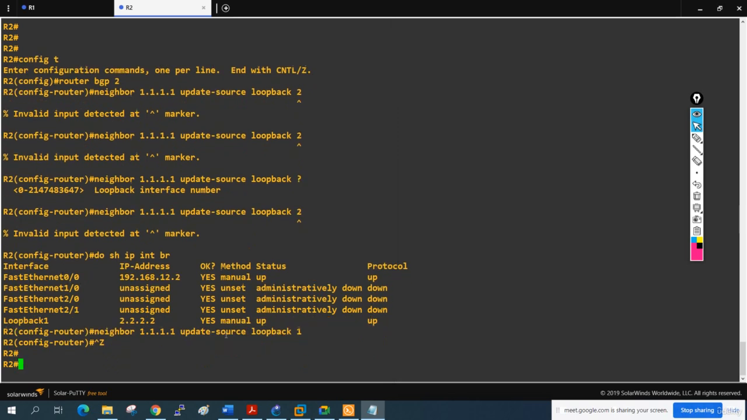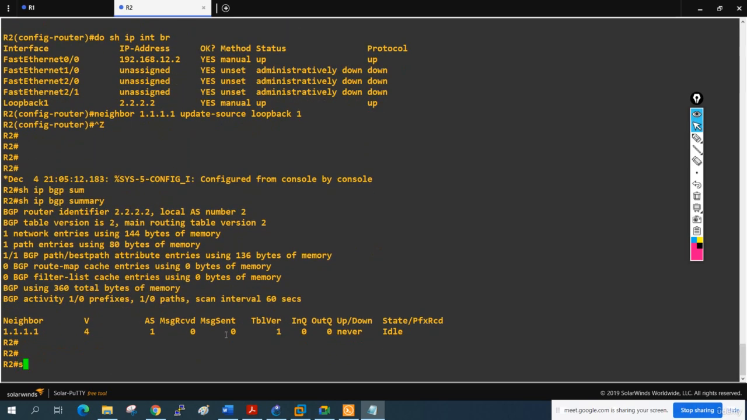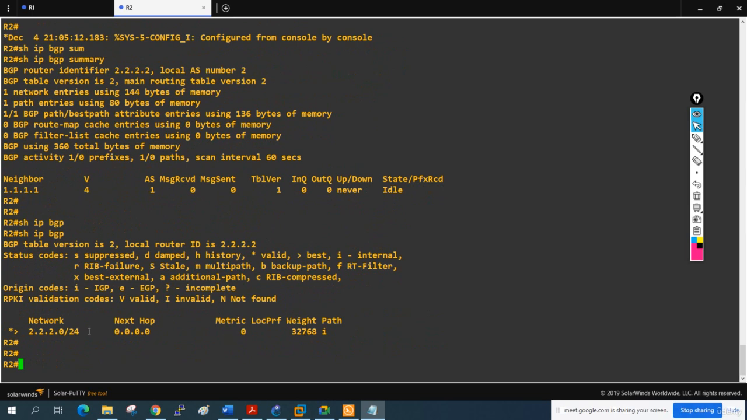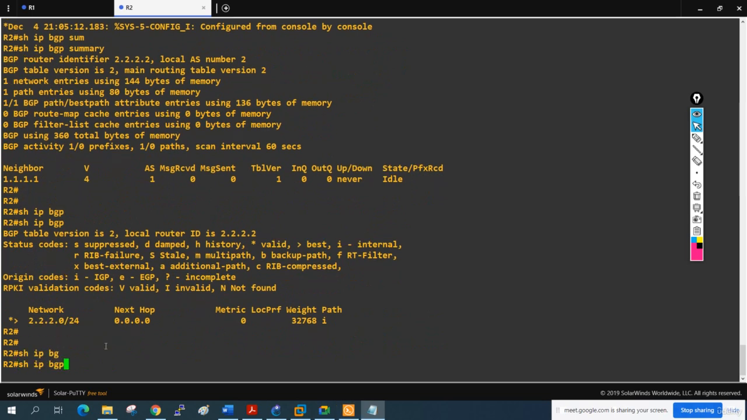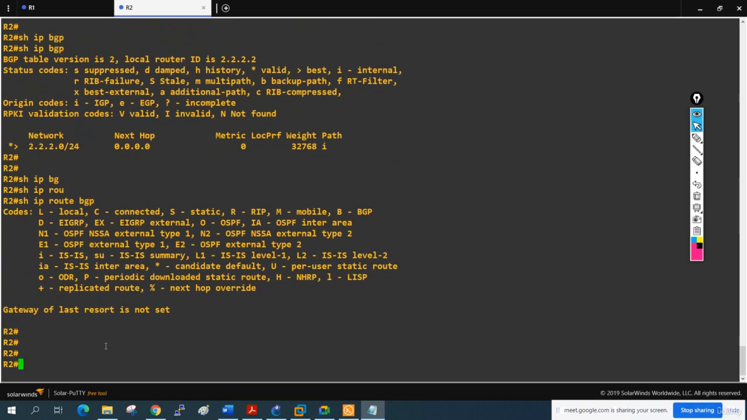After that also we will have the issue. If you see show IP BGP summary, if I write show IP BGP, still we are learning only our route, not the other guy's route. We should have 1.1.1, but we are not getting that route. If we check show IP route BGP, we will not have that one also. Okay, we don't have anything. Why? Because the TTL value is 1 and it is not reachable.